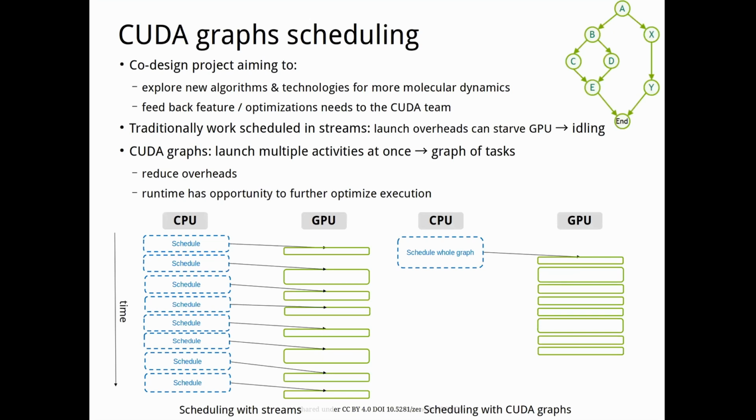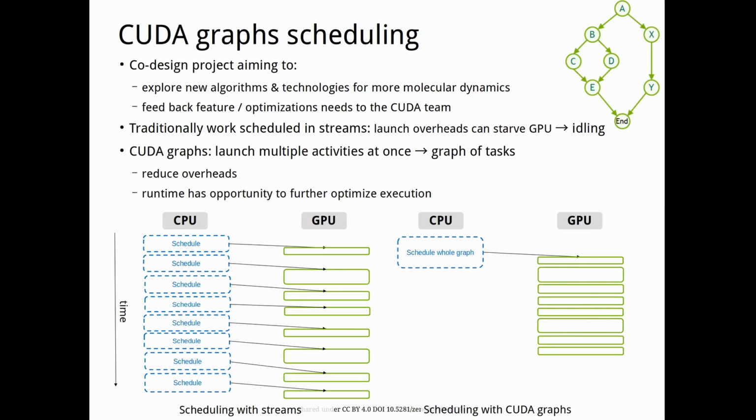Next, I would like to talk about another co-design project where our goal was to explore new ways to schedule molecular dynamics, new algorithms, and new technologies to hopefully improve the efficiency of utilizing such large devices like GPUs, which these days come with 100, 128 compute units. And the available parallelism can often lead to underutilizing them, and GPU launch overheads can often starve GPUs.